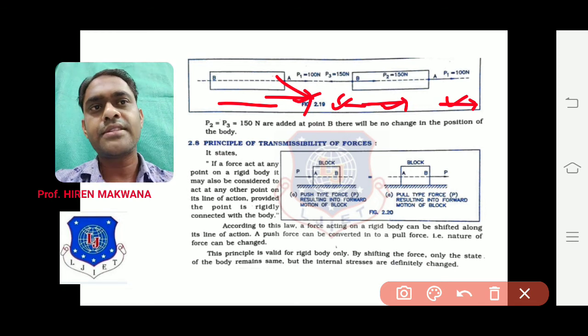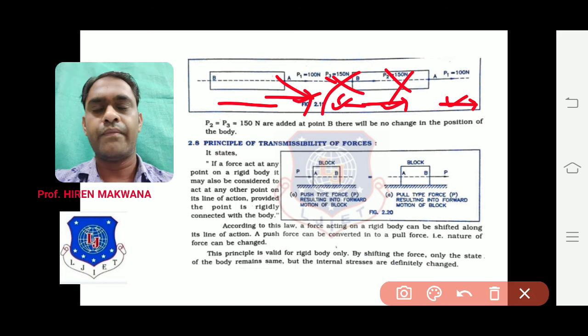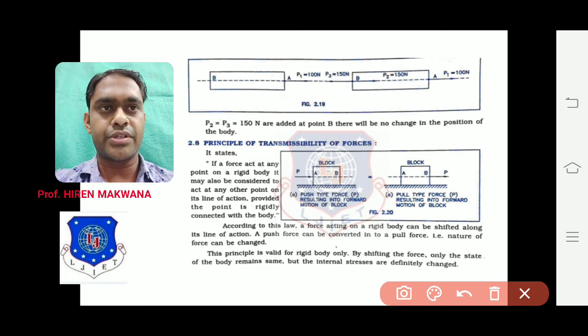So they will balance each other. So there is no effect by this 150 Newton force in the system. It means if you remove the force 150 Newton, there will also be no effect on the system. That is the principle of superposition. Okay, now check the next principle, transmissibility. This is also most important.